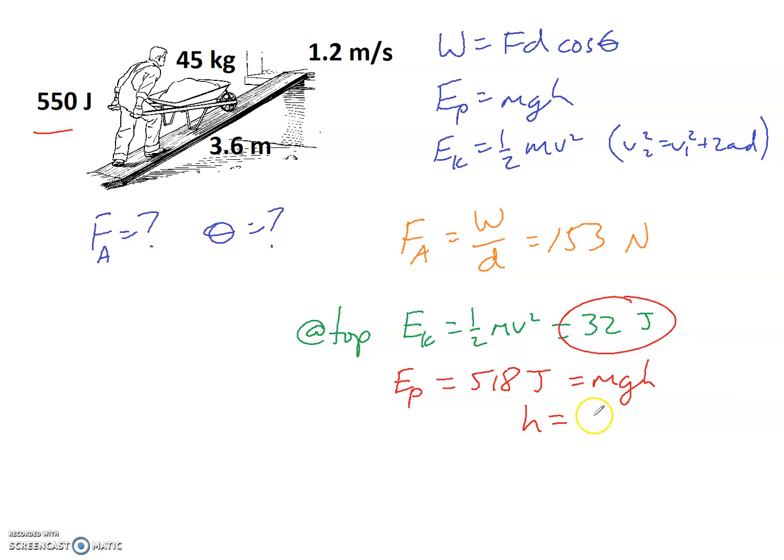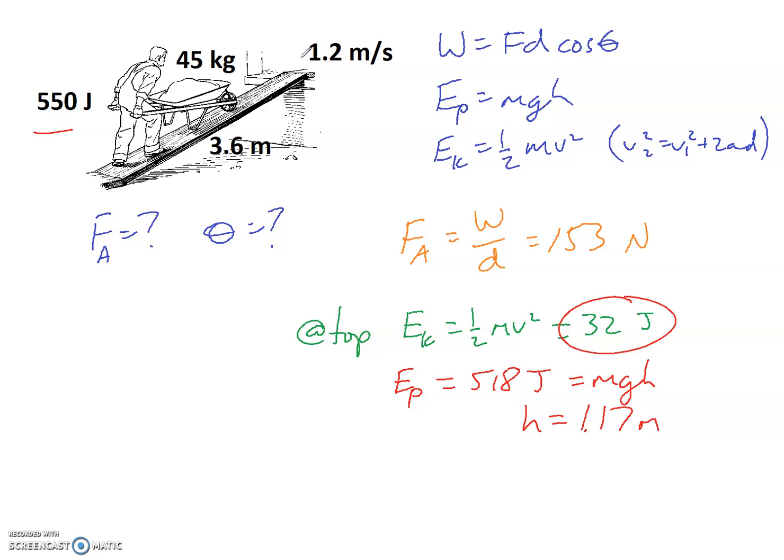And let's see, that'll give me about 1.17 meters. And remember, in terms of potential energy, it doesn't matter if he lifted it straight up or went up the ramp. The potential energy at the top is the potential energy at the top, no matter how he got there.